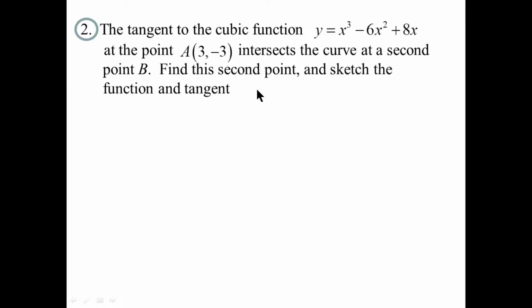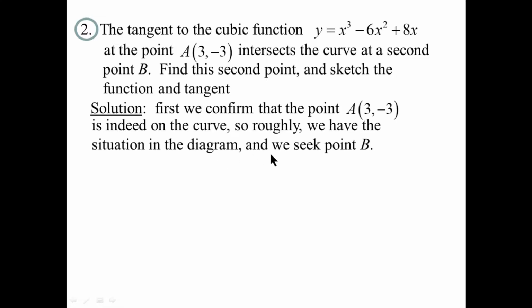The tangent to the cubic function y equals x cubed minus 6x squared plus 8x, at some point A, (3, -3), intersects the curve. So the tangent touches the first function at (3, -3) and keeps going and intersects the curve again, because the curve bends back around to intersect the line a second time at point B. Find the second point and make a sketch.